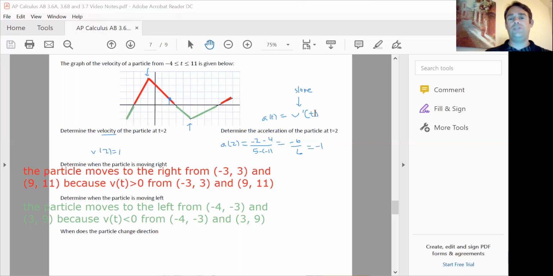When does the particle change directions? The particle changes direction when I have a relative extrema. I don't really care what type, I just need to know that I have a relative extrema. So it changes directions here, because the velocity went from negative to positive. Velocity goes positive and negative here. So there's another one, and here as well. So it changes directions 3 times.